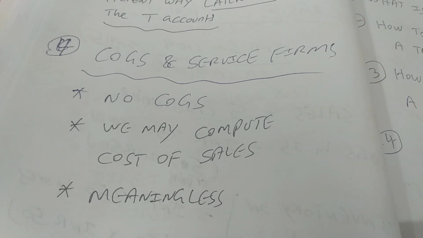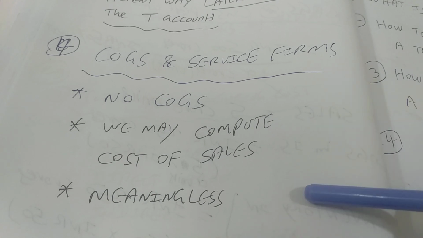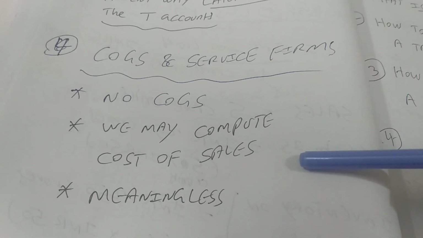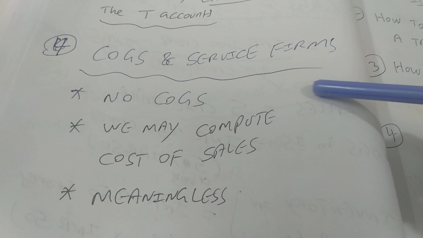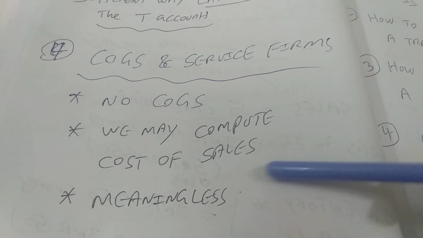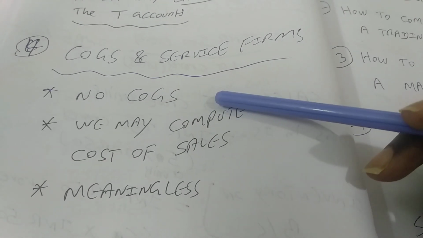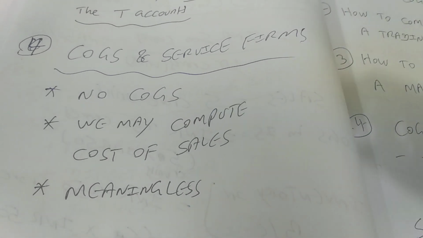If you look at the service firms, they may not be spending a huge amount of money on material, whereas manufacturing firms spend a huge amount of money on material. For service firms, it is the employee cost which is going to be a significant item. So we may be doing cost of sales, but we will not be computing cost of goods sold. It is a meaningless number.